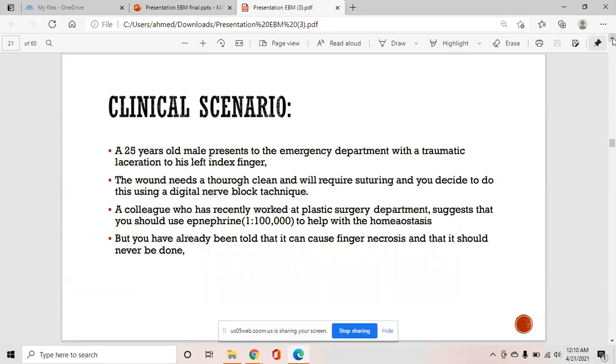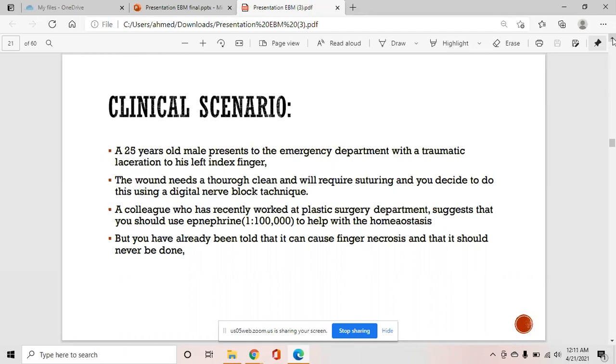Clinical scenario. A 25-year-old male presents to the emergency department with a traumatic laceration to his left index finger. The wound needed a thorough clean and will require suturing, and you decide to do this digital nerve block technique.